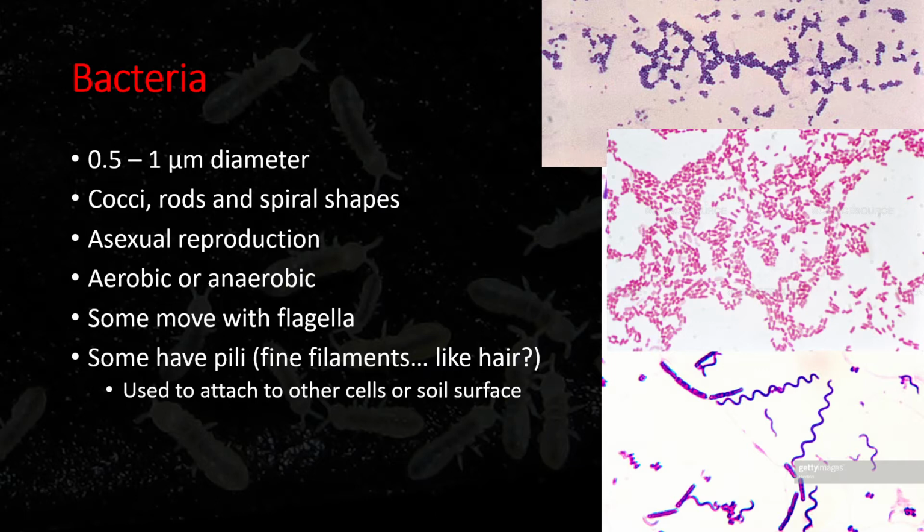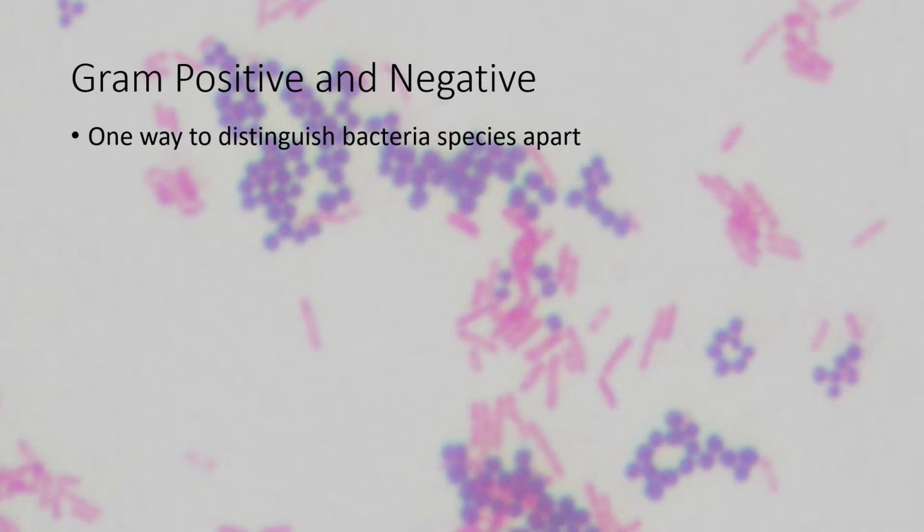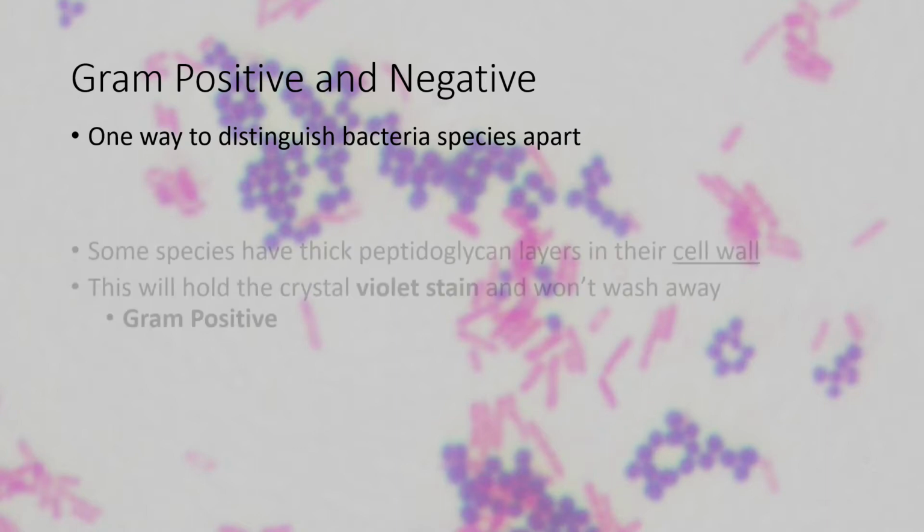Some of them have flagella that help them move around. Some have pili, little tiny hair-like projections on their surface. When we look at them in the lab, this is what we're seeing: little purple and pink dots and lines. We're not getting to see a lot of those other projections. So those pink and purple dots and lines are because of gram-positive and negative assessment. This is one way we can distinguish bacteria apart.